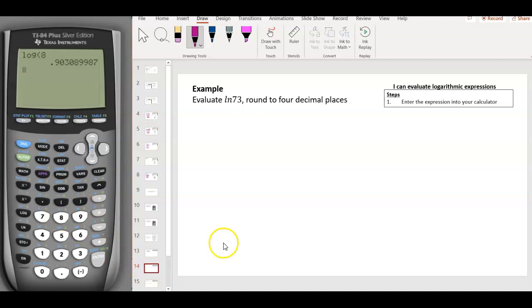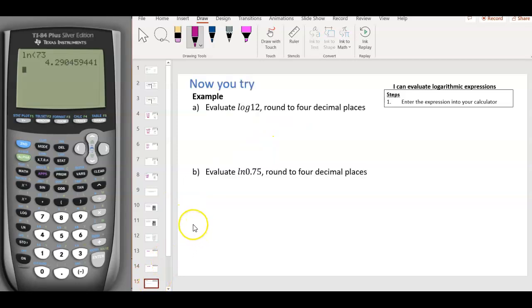Now let's try to find the value of a natural log. So we have the natural log of 73. We click ln, hit 73 and then enter. And then we're going to round to 4 decimal places. So we have 4.290, and then we can round that last place to 5. Now you can pause the video and try these two examples on your own.